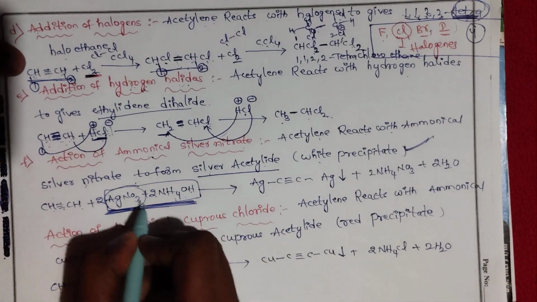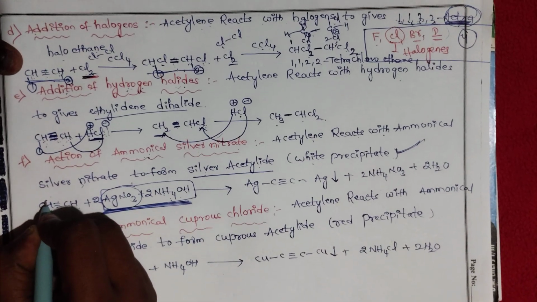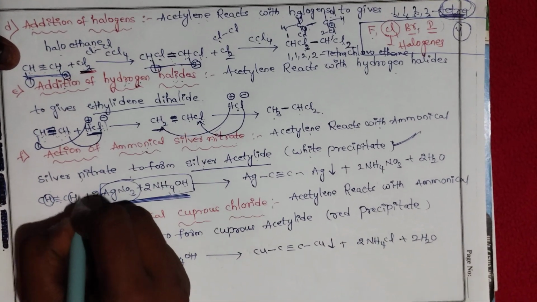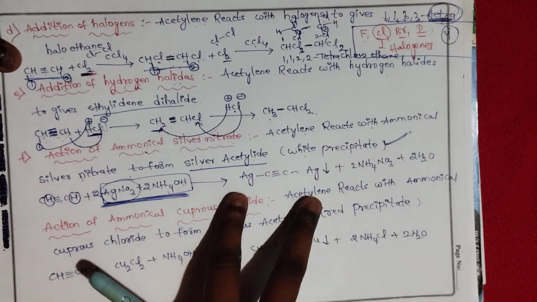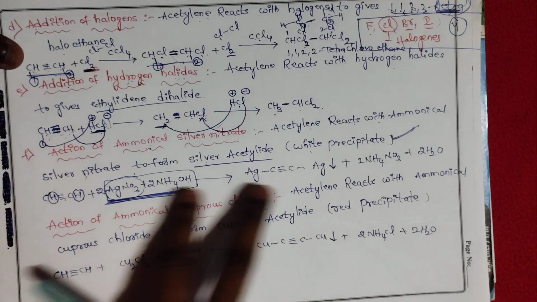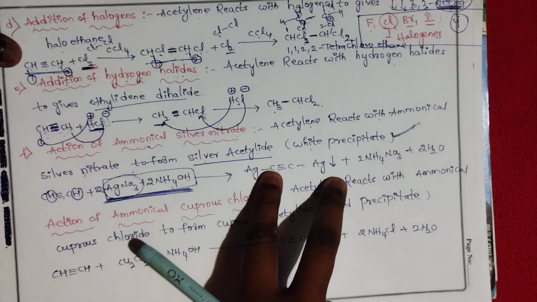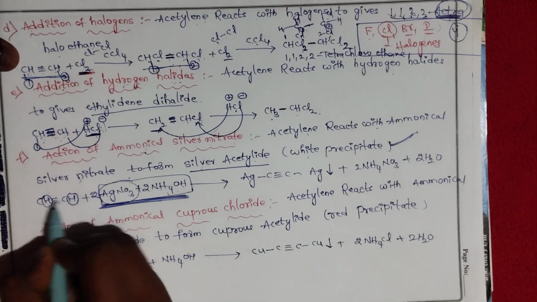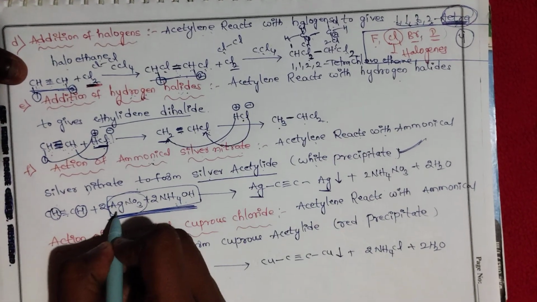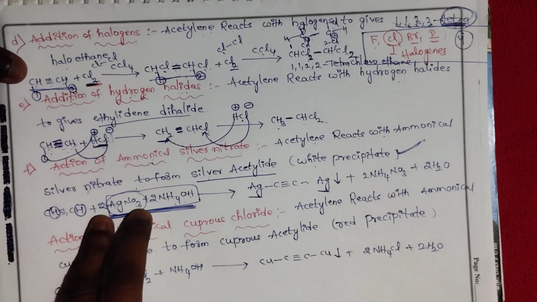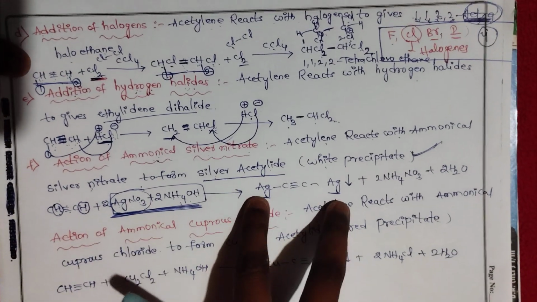Now, in acetylene, how many hydrogens are there? Two hydrogens are there. We mentioned that two types of hydrogens are present on acetylene, and we get the product silver acetylide. Just assume that. Two hydrogens are present, so in the product we see that two silvers are there. That is why we take two moles of silver nitrate to get the acetylide.